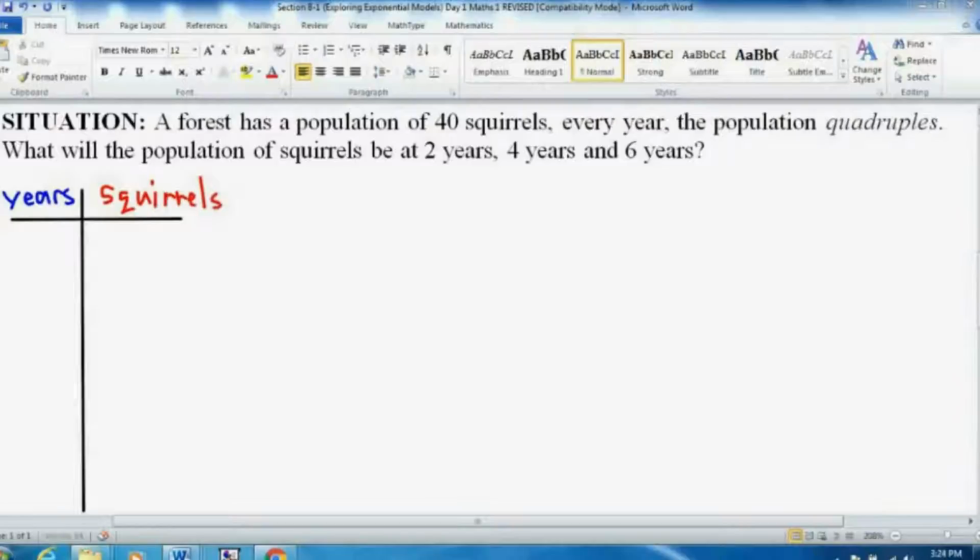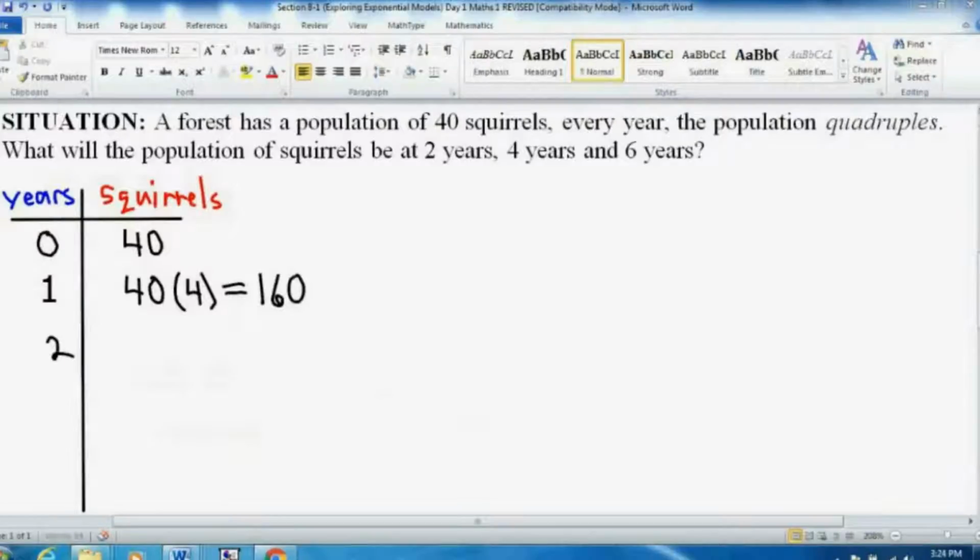So if we look at the population of squirrels, we know that at year 0, which is today, there would be 40 squirrels. But we also notice that within the course of 1 year, the population of squirrels will quadruple. That is to say, if we have 40 originally and it quadrupled, we would multiply 40 by 4, which in this case would give us 160 squirrels.